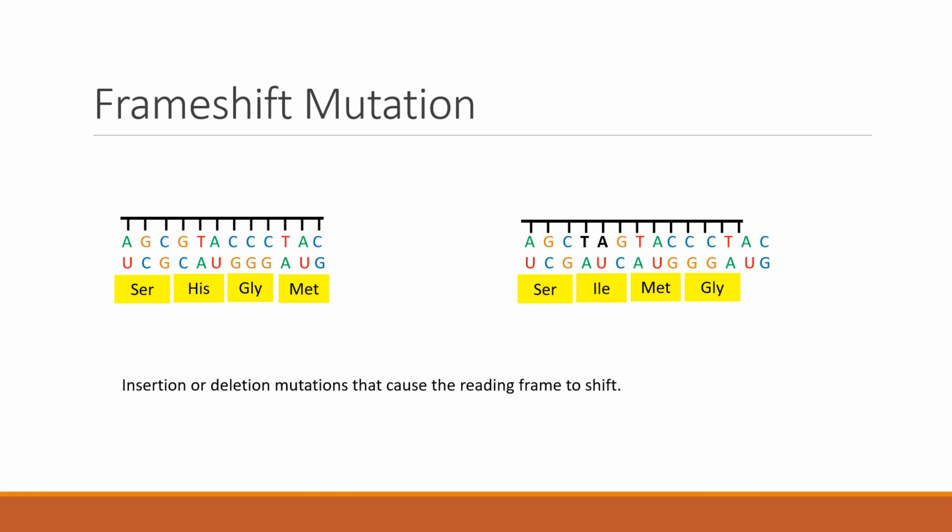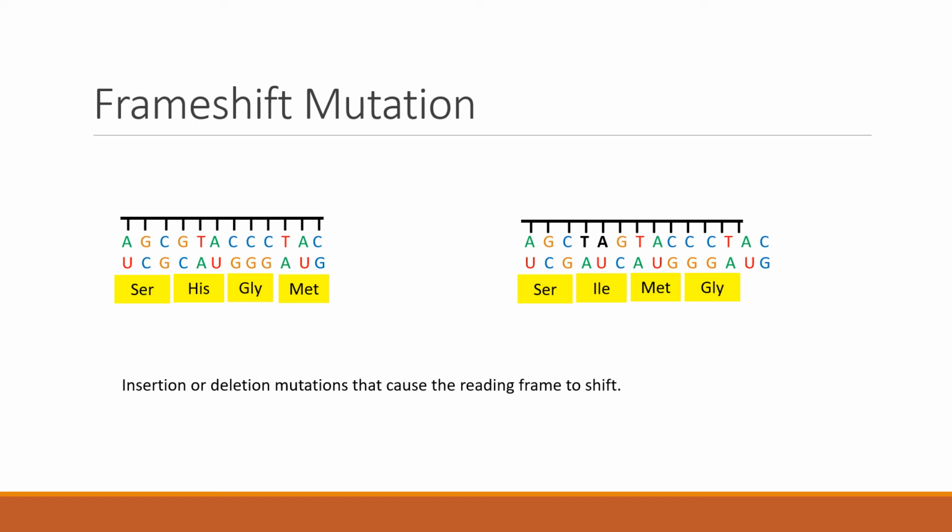That brings us to frame shift mutations. We've actually seen a couple of these in some of the previous examples. A frame shift mutation is when a mutation causes insertions or deletions that shift the reading frame. This reading frame shift to the left or to the right causes different amino acids to be translated, thus changing the entire amino acid sequence.